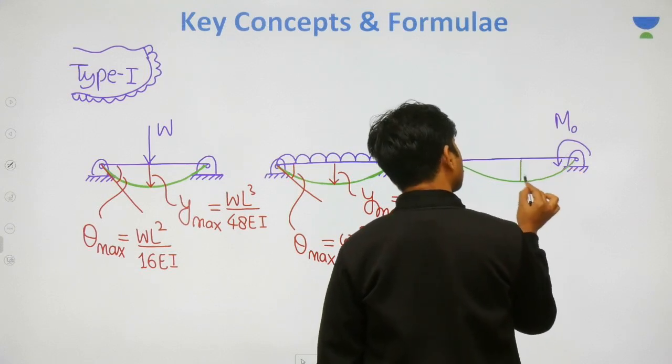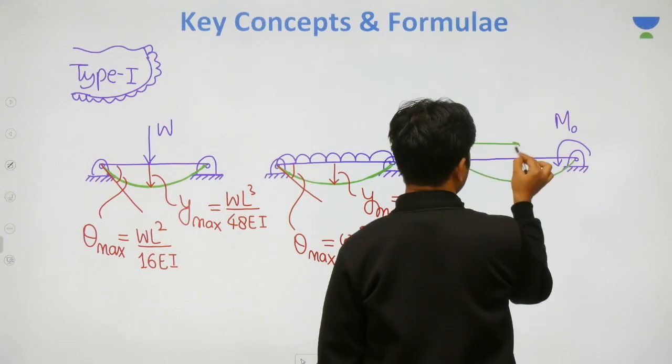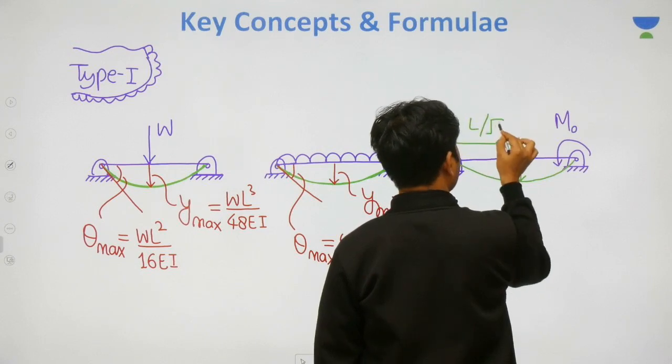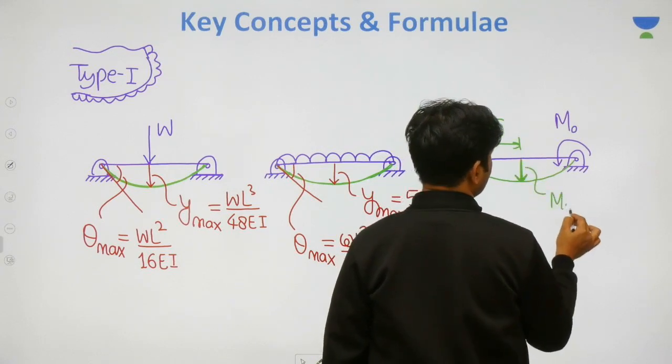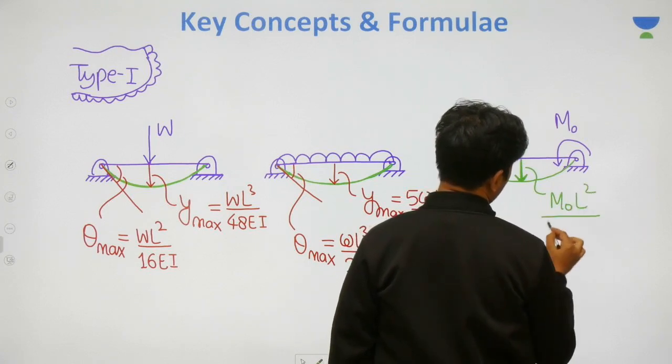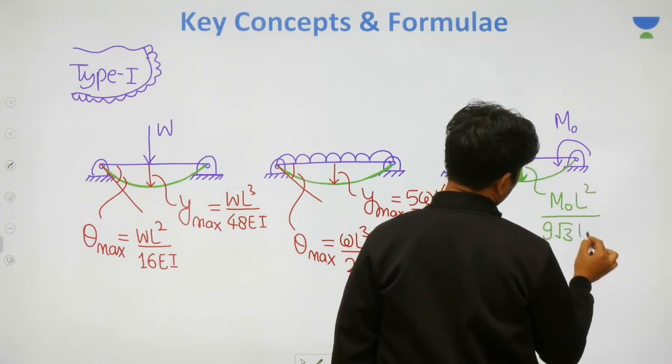Its maximum deflection will take place at L by root 3. And what will be that maximum deflection? That maximum deflection will be M naught L square divided by 9 root 3 EI.